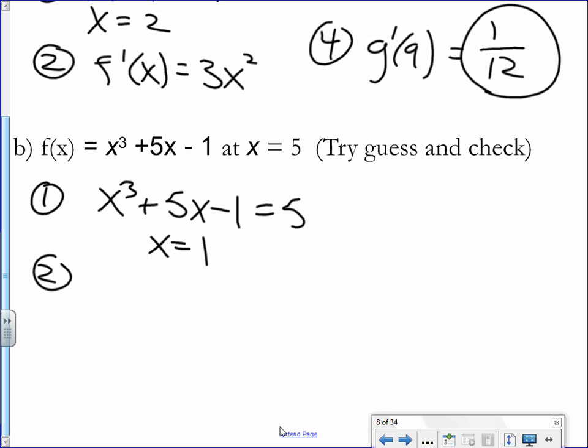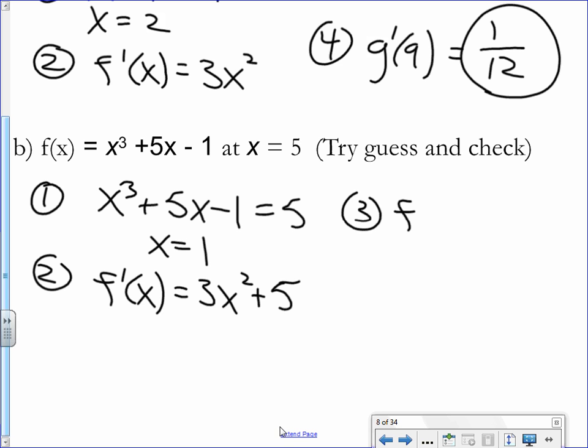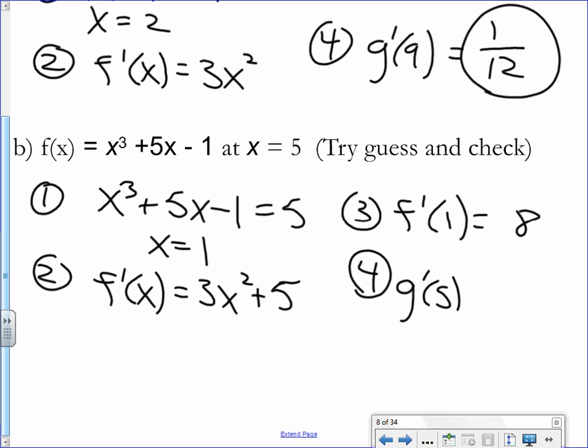What's the second step? Derivative, very nice. So we find the derivative of the original function. And what's our third step? Plug in the x we found, so we're going to plug in 1. So we're going to find f prime of 1. What's that? 8. So we were asked to find the derivative of g at 5. What do we know it has to equal? 1/8. Right? It's always the reciprocal.